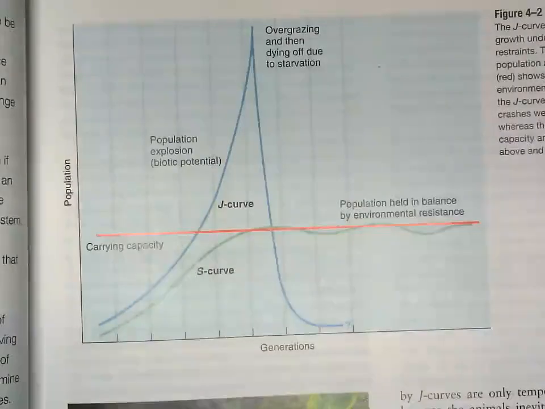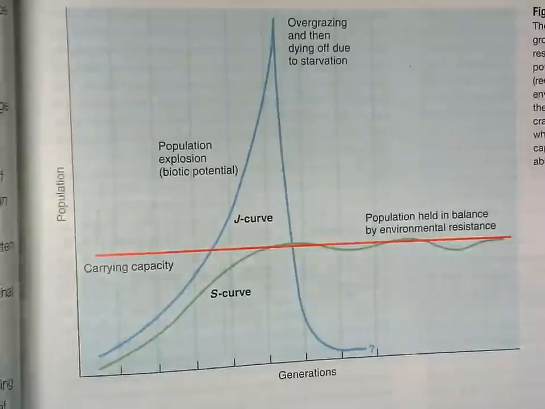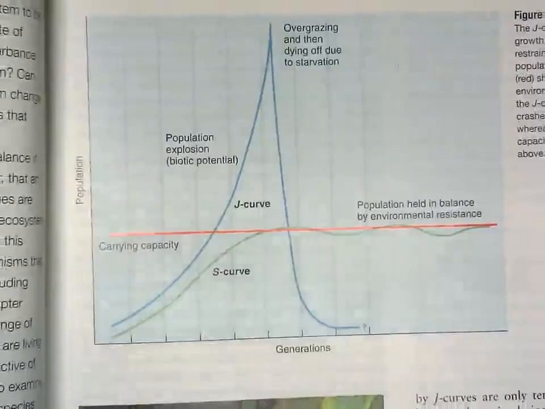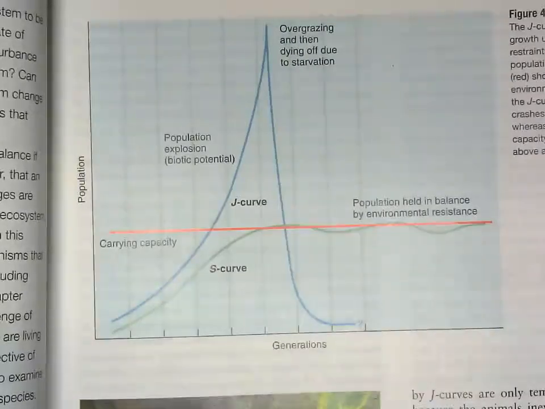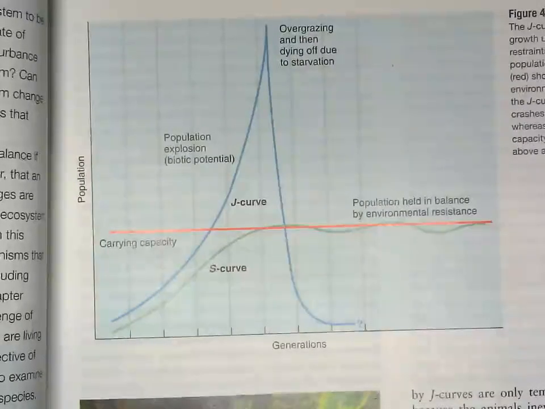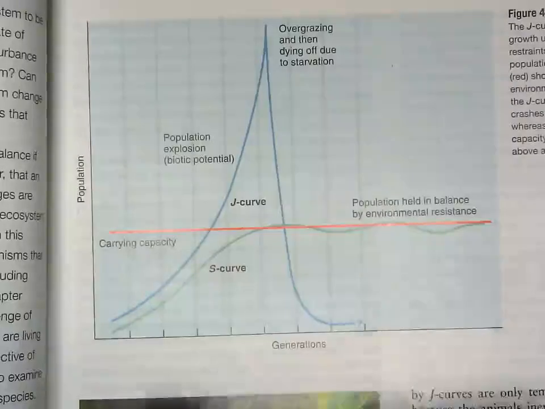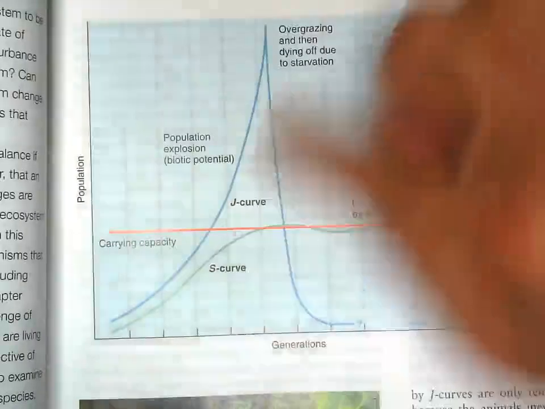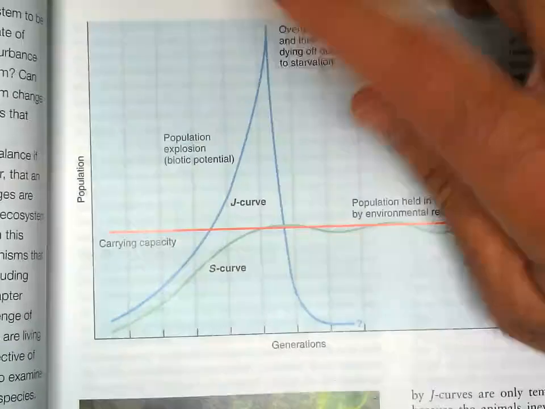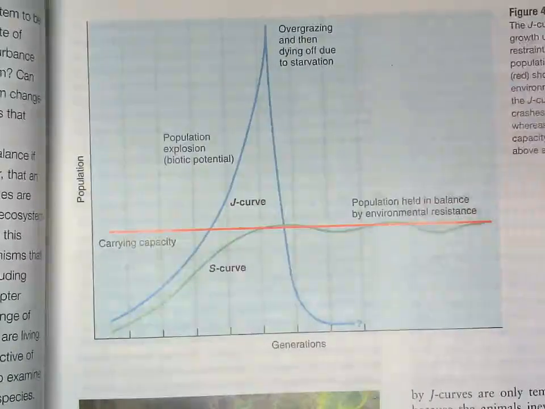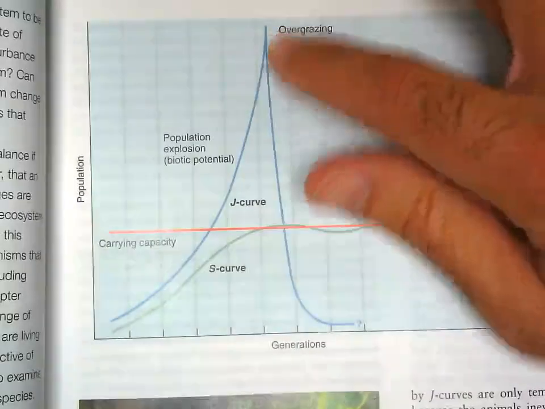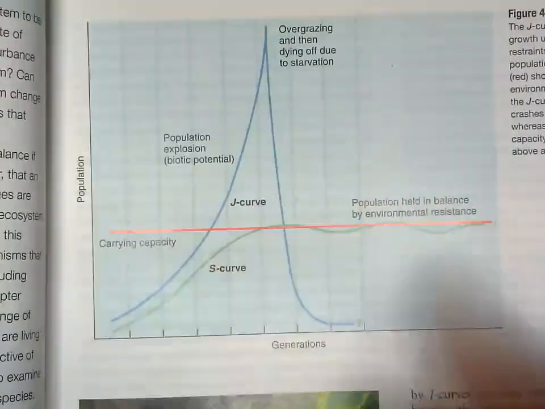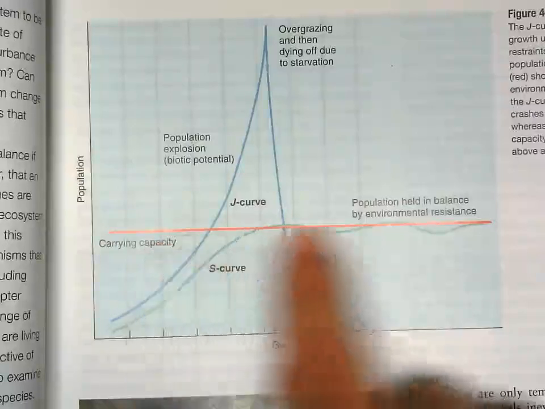So that's what this carrying capacity line is here. The carrying capacity line is the line that marks essentially what the environment or habitat can support, what population of that organism the habitat can support. So if you blow by it in a J curve, the organism population needs way more resources to support it than the habitat can provide.